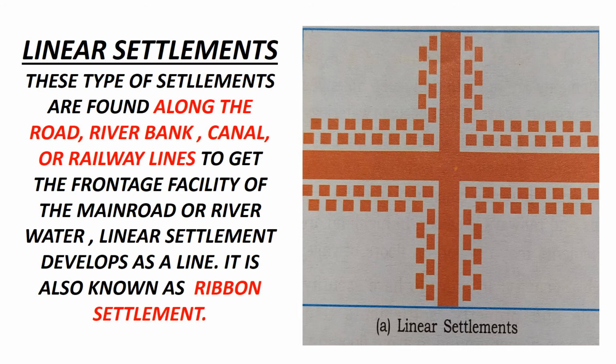Next one is linear settlement. You can see that they are all in a pattern. This type of settlement is found along the road, river bank, canal or railway lines. To get the frontage facility of the main road or river water, linear settlement develops as a line. It is also known as ribbon settlement.